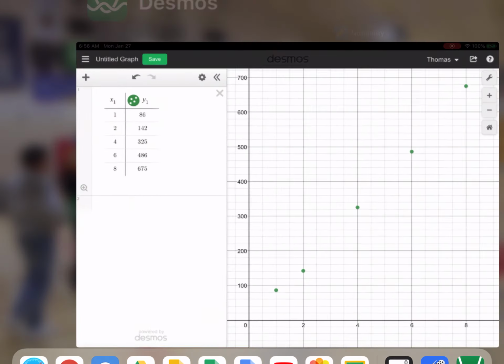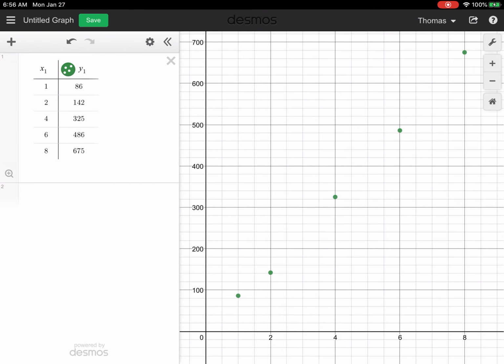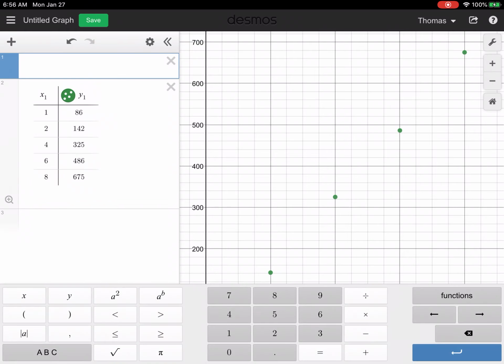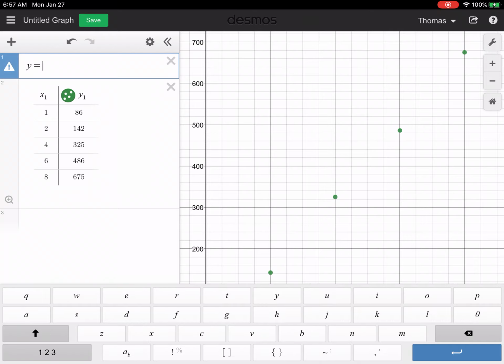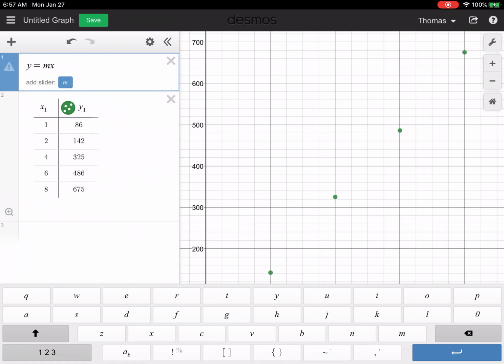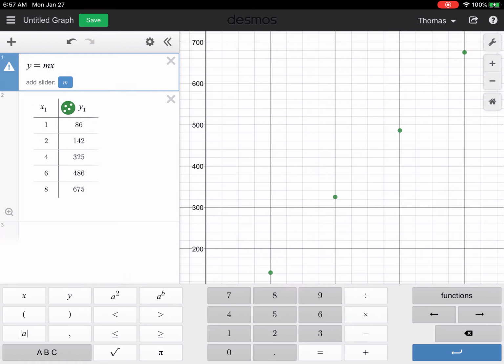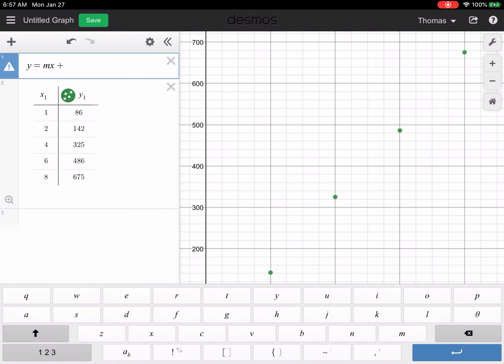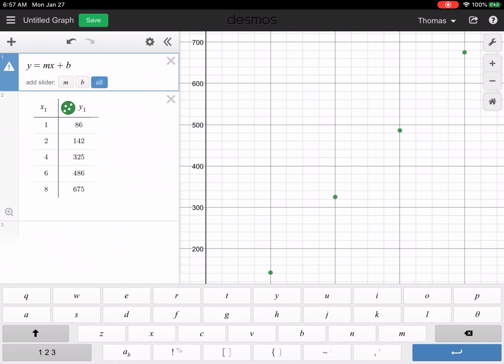Alright. Boom. So, using the plus button, hitting the expression, this stuff is going to pop up at the bottom. Y equals, and then I've got to find m, so I'm going to type mx, and then plus b. Okay, cool. I've got the expression, and then you're going to hit this add slider all feature.